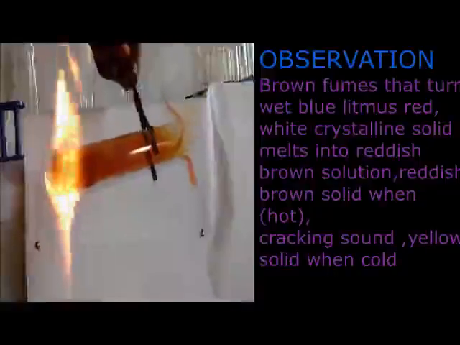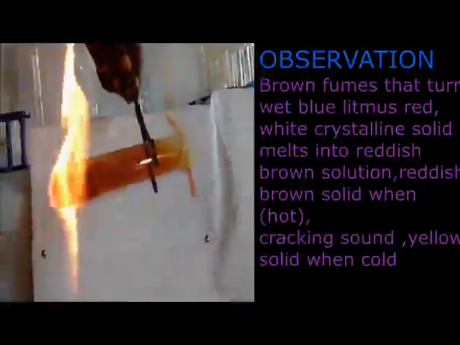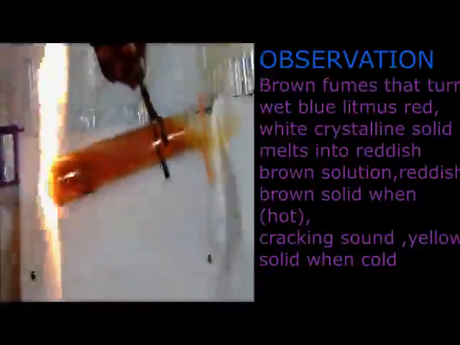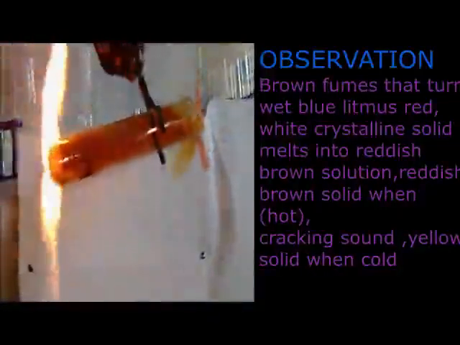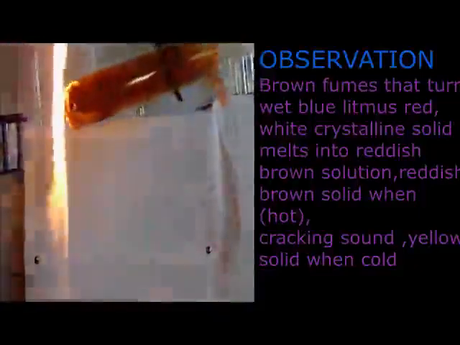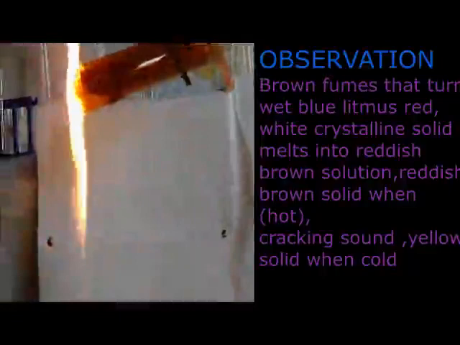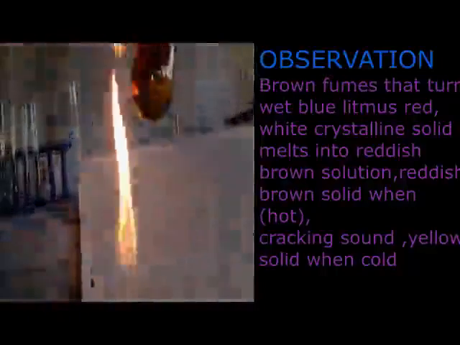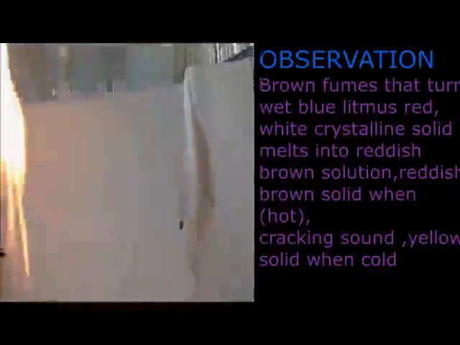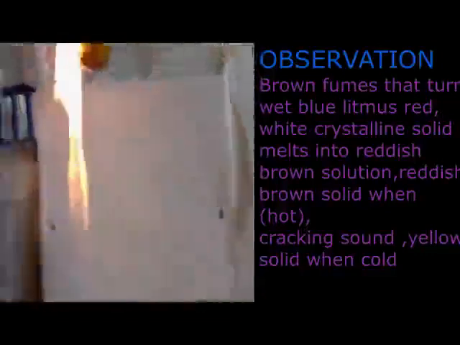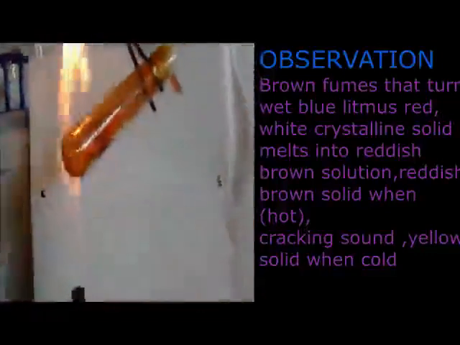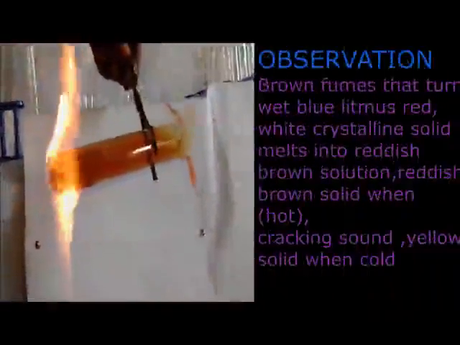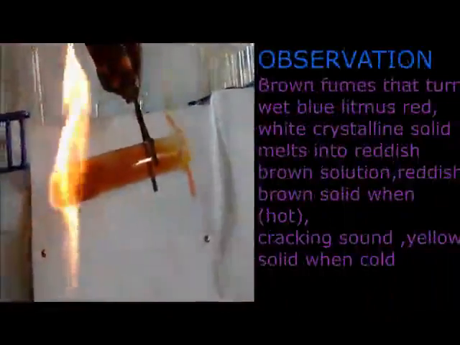Now as we are recording, we are going to record the observations as follows. At the point of heating, 1, a white crystalline solid melts into a reddish brown liquid. Then 2, a reddish brown solid when hot and yellow when cold. Then 3, brown fumes are given off. Brown fumes given off. Then a cracking sound.